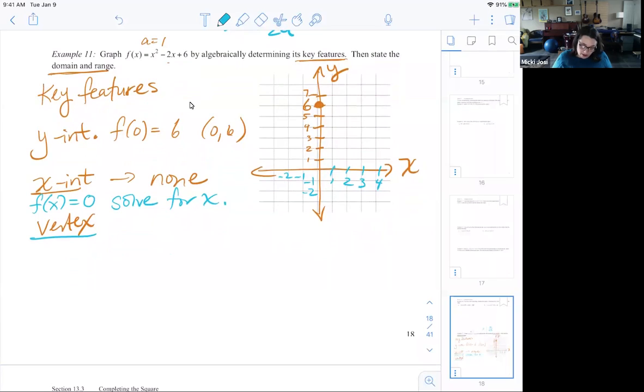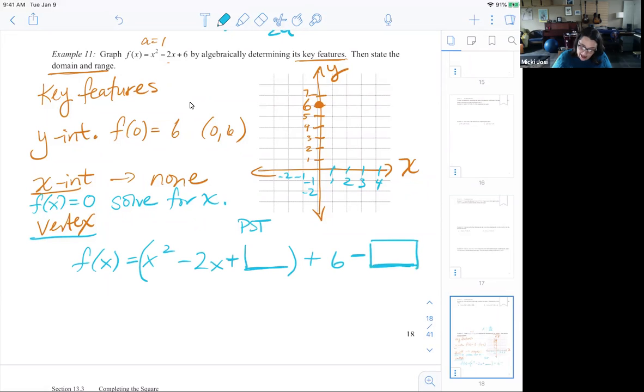So in order to complete the square, I'm going to set it up as f of x equals x squared minus 2x, and then I'm going to put the plus 6 off to the side. I want to balance this out so that I can make a PST, a perfect square trinomial, and I'm going to be adding something here. In order to balance that out, I want to subtract the same amount. So whatever I add, I also have to subtract, so that essentially I'm just adding 0, right?